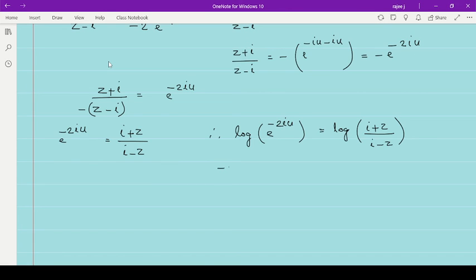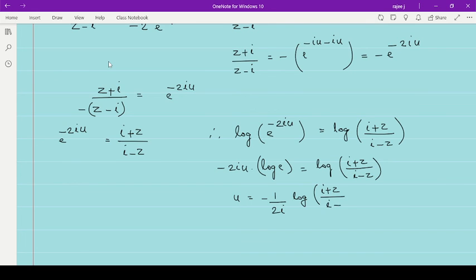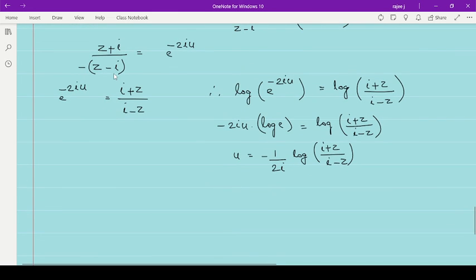So this is log m raised to n. Log m raised to n is n log m. So here it is log of I plus z upon I minus z. Now log e is again 1. I want just u. So u is equal to, take this to the denominator, minus 1 by 2I log of I plus z upon I minus z. I think this is the answer, but the answer is I by 2.